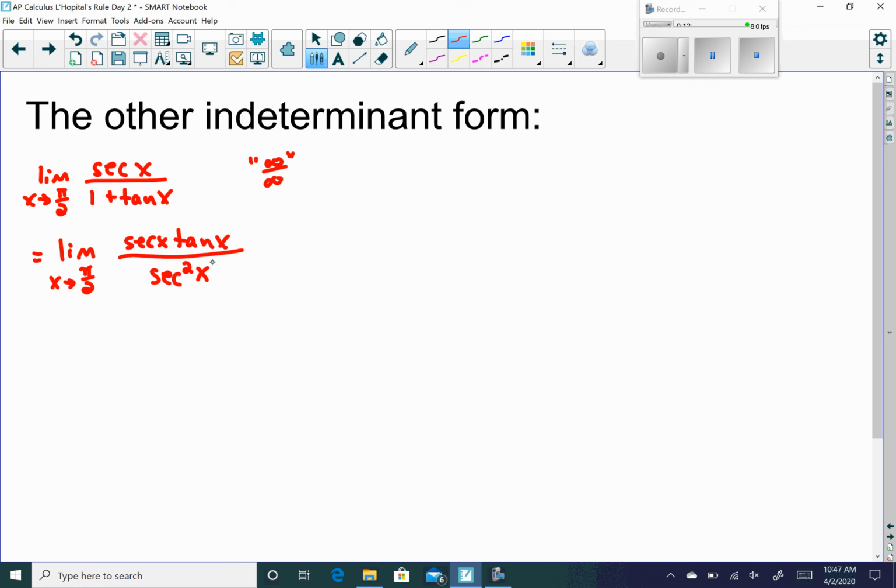Now let's simplify this before we try substituting in. So the secant x here, because it's being multiplied, can divide out with the secant x down here, so we're just left with tangent x over secant x. But right now, tangent of pi over 2 is still undefined, so we can't use that. We have to figure out a way to rewrite this. So this is where all of our identities come into play. So maybe we can rewrite tangent x as sine x over cosine x.